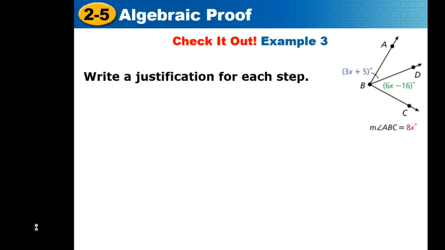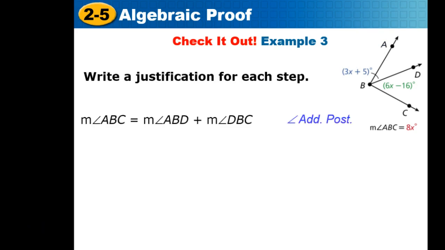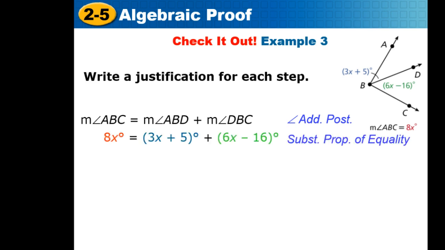Okay, the next one is an angle addition postulate. I'm going kind of long today, so I'm going to go through this quickly. First thing is to write it out with letters. We call this the formula of the angle addition postulate. The next step is to substitute what we see in the picture. Again, we have big part equals small part plus small part.